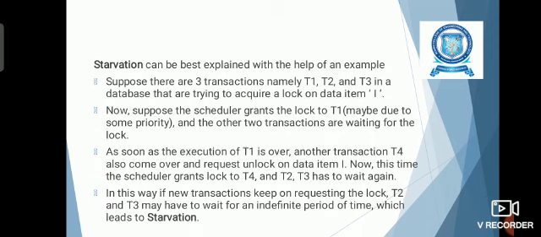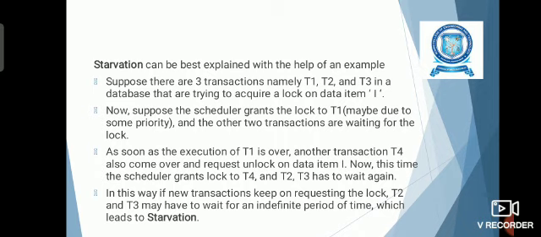So starvation can be explained with an example. Suppose there are three transactions, T1, T2 and T3. In a database, they are trying to acquire a lock on data item I. Suppose the scheduler grants the lock to the first transaction T1 and the other transactions are waiting for the lock. As soon as T1 completes, another transaction comes, that is T4, which also wants to acquire the data item I.